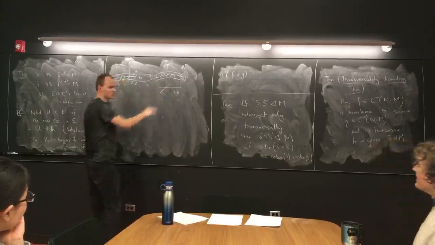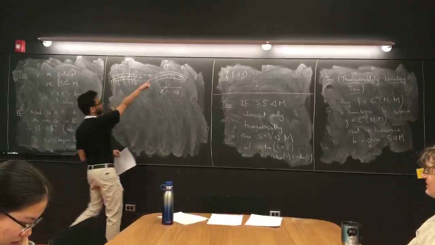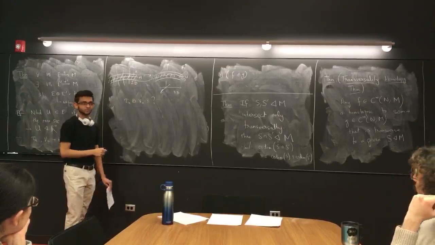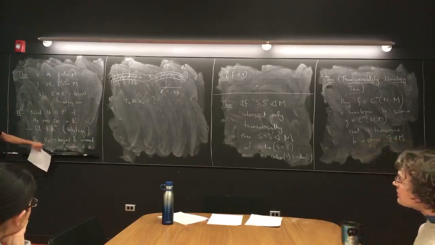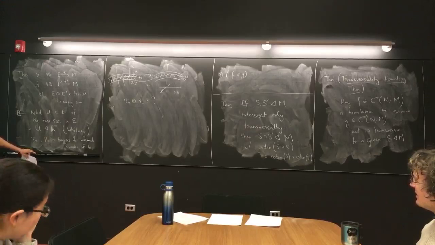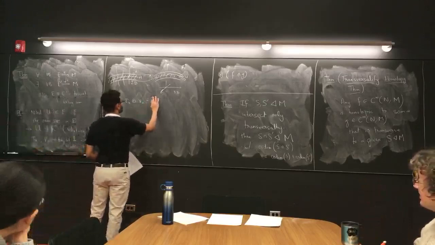So correspondingly for this U, there'll be a tangent bundle and a normal bundle. What kind of bundle is the Whitney sum of the tangent and normal? Tau is the tangent and nu is the normal. What kind of vector bundle? Something more specific than that. Yeah, exactly. So it's literally just Rn. So it's a trivial bundle.